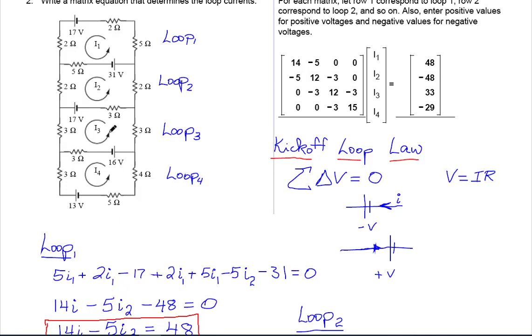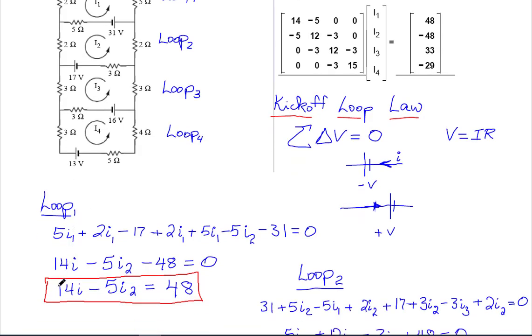What about the voltages? Let's see, this is a minus coming this way, another minus. So a minus 48. And by doing that, I get this particular relationship where I move the minus 48 to the right. Looking at loop 2, you do the exact same thing.